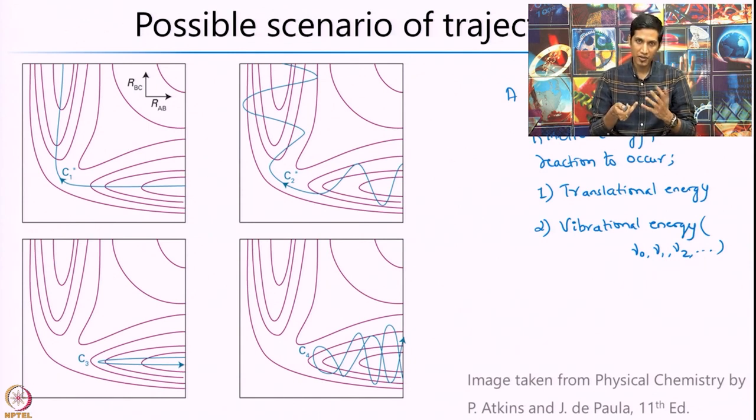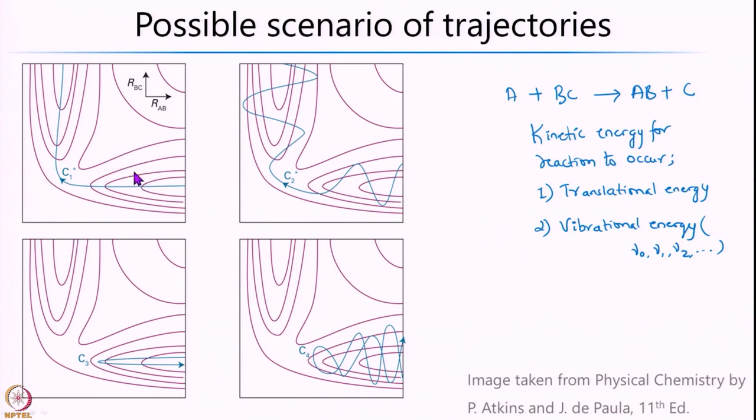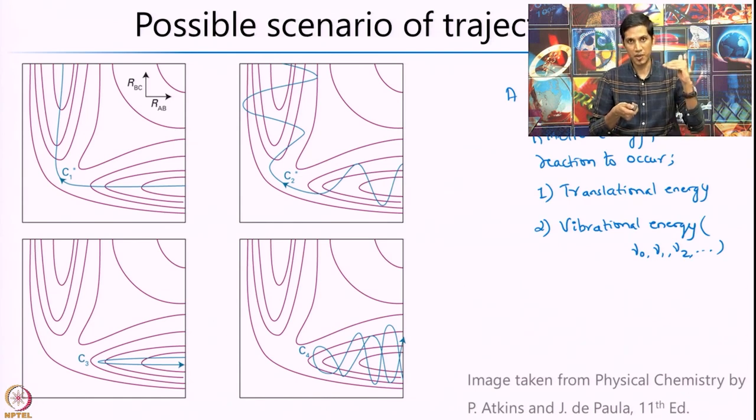So, by looking at these different cases, I hope what we have learnt is that the kinetic energy for crossing the activation barrier can come in two different forms. It can come as purely translational, that is the case number one here to the extreme left, or it could also come in the form of excited state vibrations, which could also help in crossing the transition state. So, both of these do contribute to crossing the transition state and thus leading to the formation of the products.